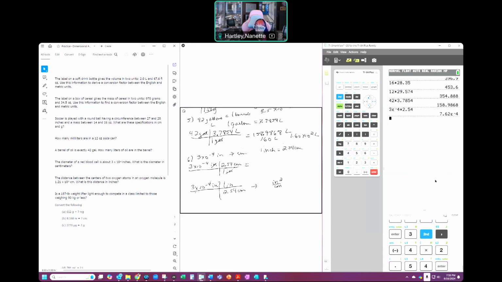I enter that, and it gives me 7.62 times 10 to the minus 4th. And this is the wrong calculation. I got confused because I hadn't crossed it out, so I almost did the wrong math. 7.62 times 10 to the minus 4th centimeters. And I don't need to put that in scientific notation because it's already in scientific notation.